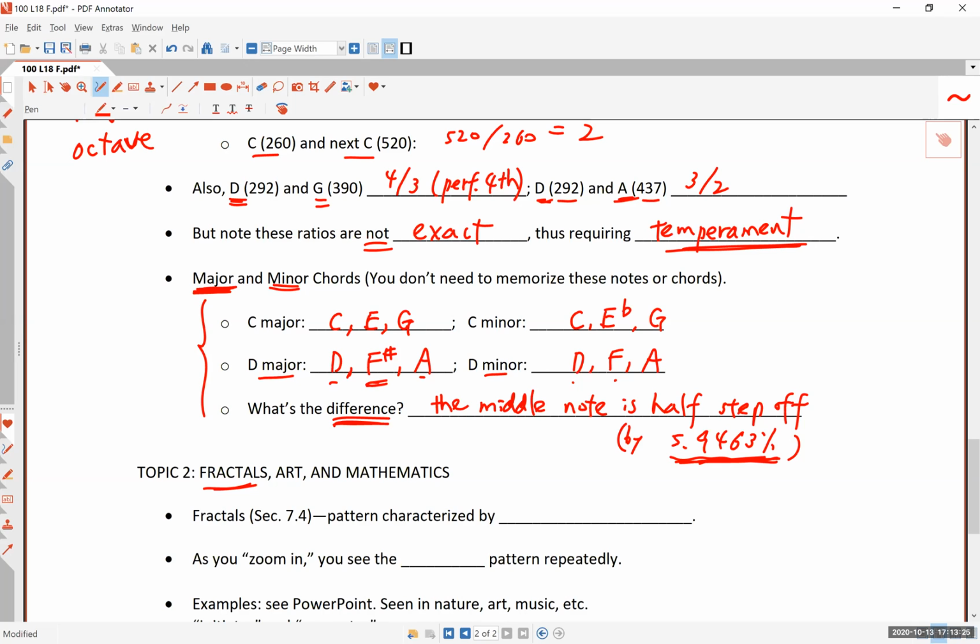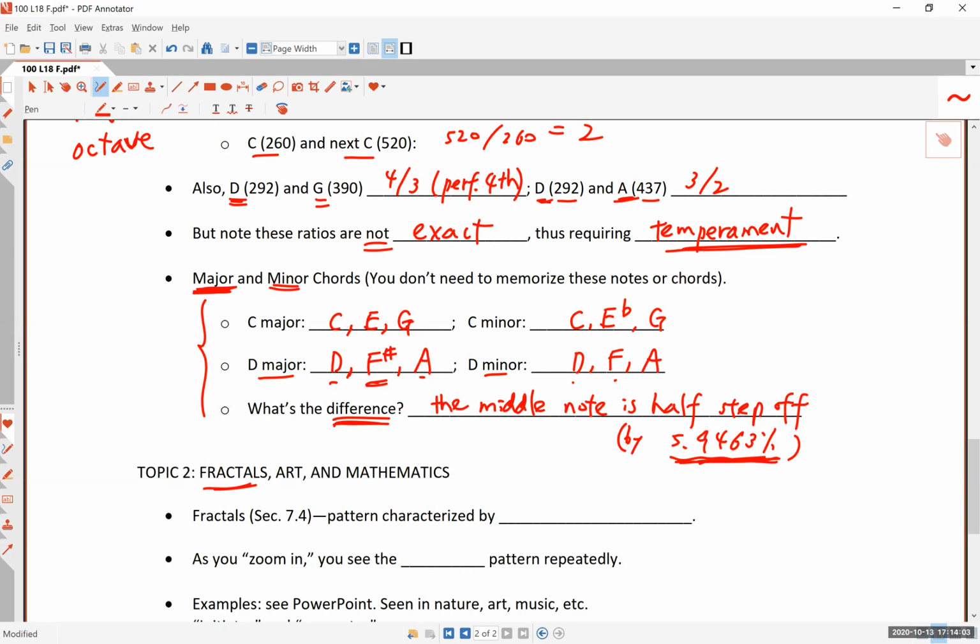And you can do the same thing with A major. Here's A major, sounds pretty happy. A minor. Okay, what's the difference? I'm telling you, the difference is that one note, namely, in this case, C sharp becomes C, okay? The only difference is that one of the three notes, the middle note, is off by 5.9463%. Becomes from this to this, or from this to this, right?